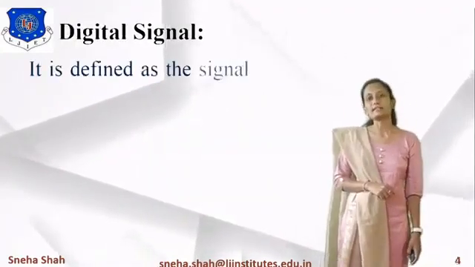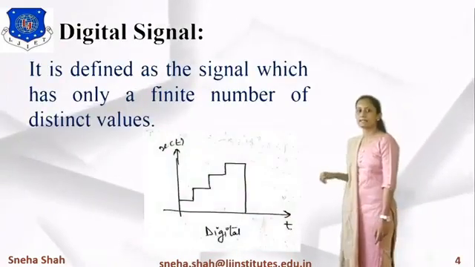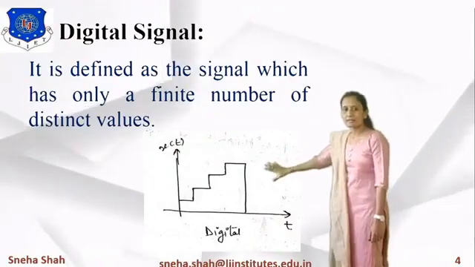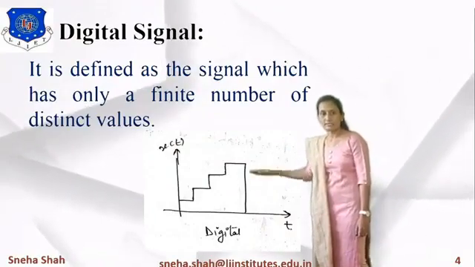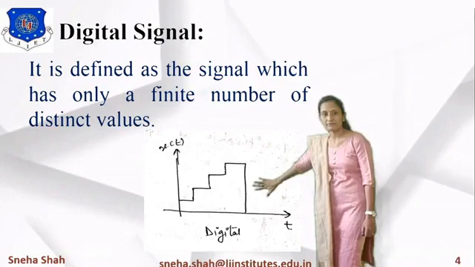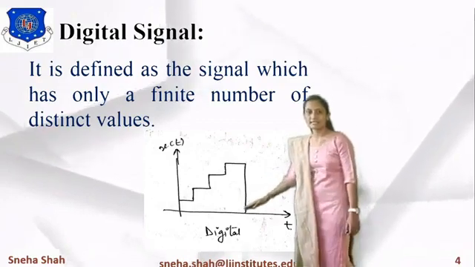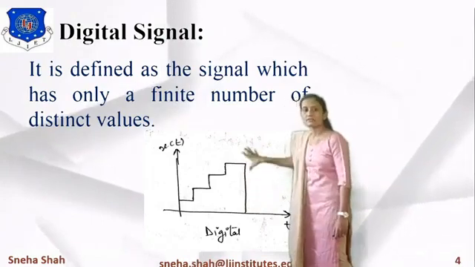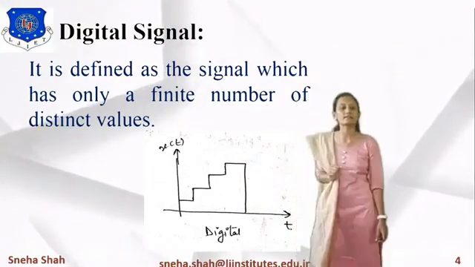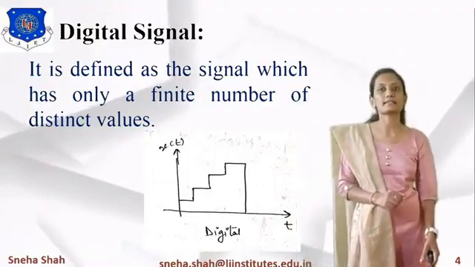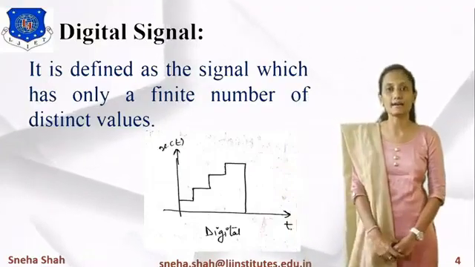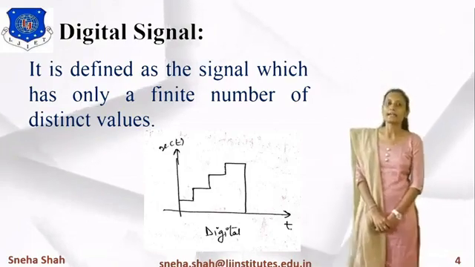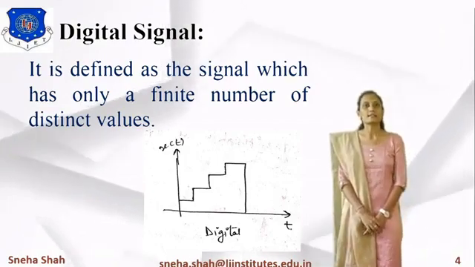A digital signal is defined as a signal which has a finite number of amplitude levels. From this diagram, you can see that the number of amplitude levels is finite. We can count the levels: this one is the first level, second, third, fourth, fifth. So there are 5 different levels. The number of amplitude levels is countable, so it has a finite number of amplitude levels, and it is considered a digital signal.